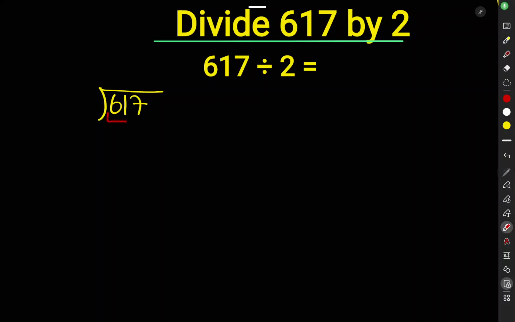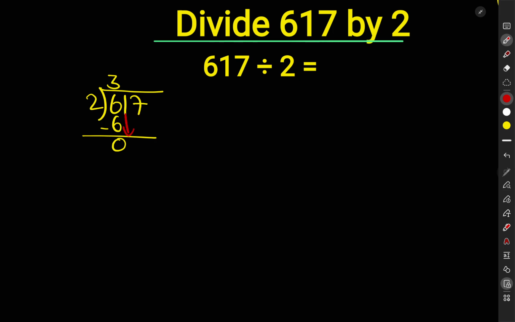Divide 617 by 2 in long division method. So 2 times 3 means 6. On subtracting we get 0.